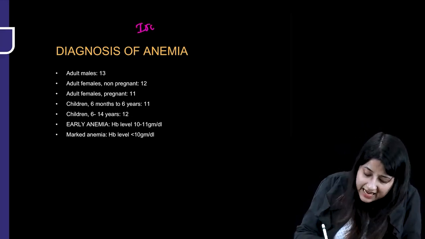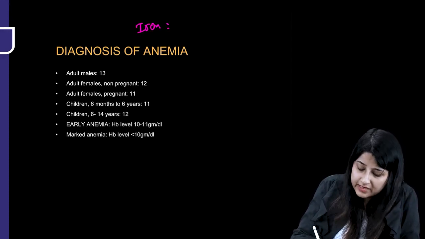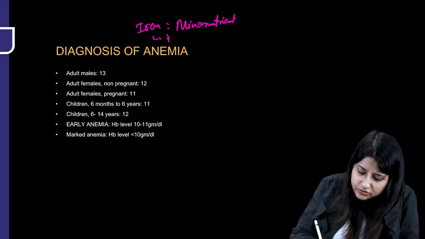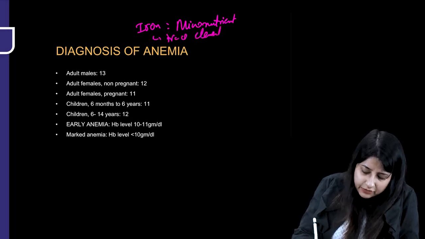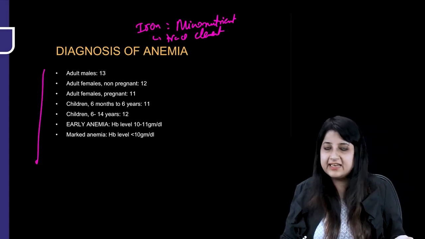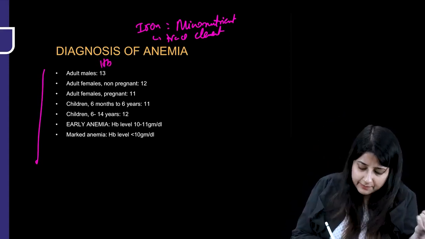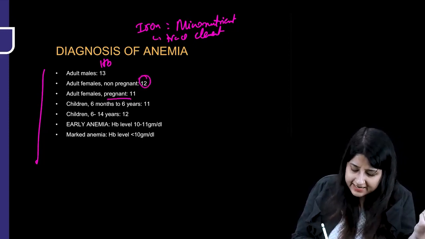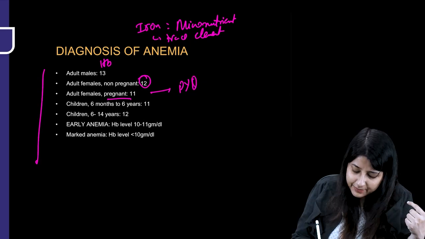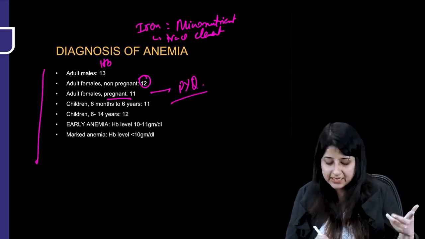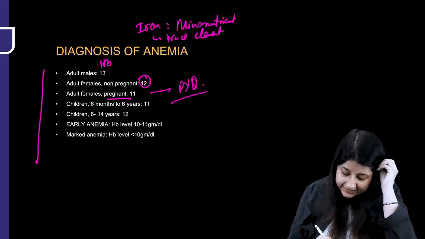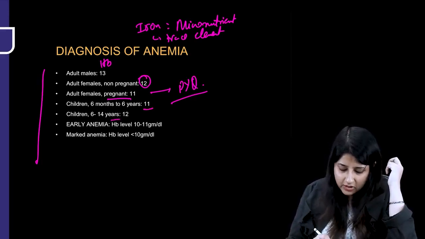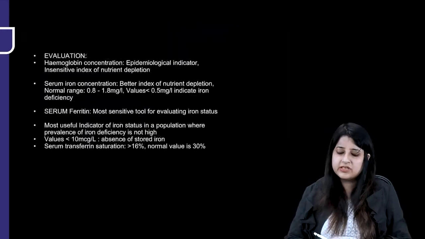Now among the micronutrients, we are going to talk about iron, because certain questions do turn up. This is a trace element. For diagnosis of anemia, in adult male, hemoglobin below 13 is anemia. Female non-pregnant 12, adult female pregnant 11 gram per dL. Below that, it will be called anemia. Children 6 months to 6 years 11, 6 to 14 years 12. So that is a very, very important classification.